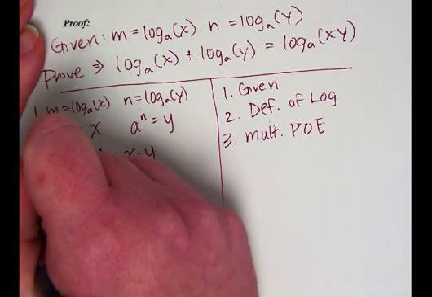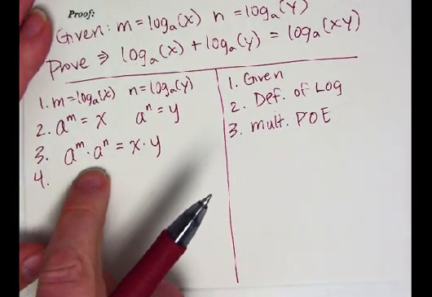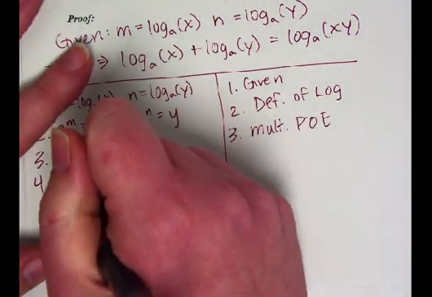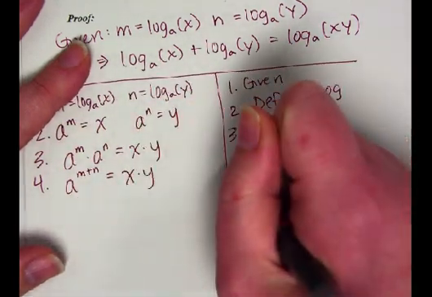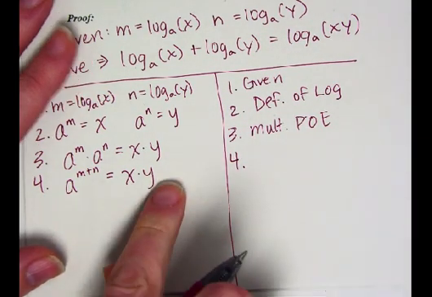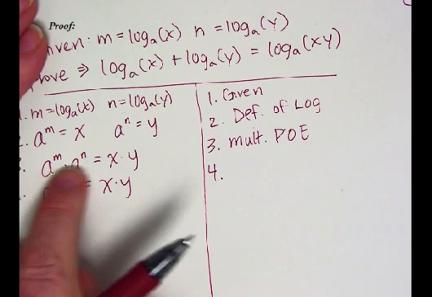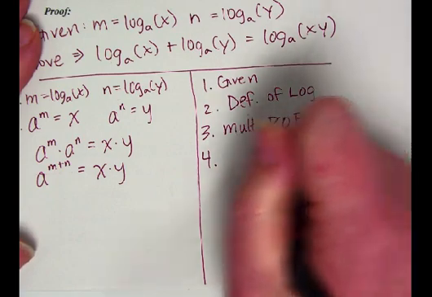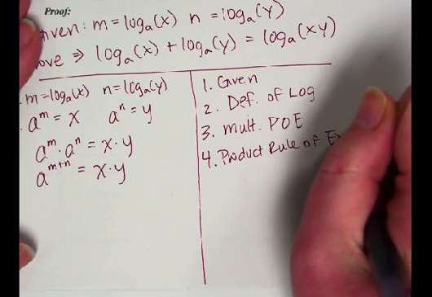Okay. Step 4 is, well, these two things have the same base, so we can add our exponents. So it's a to the m plus n is equal to x times y. And so that's where we're seeing the big connection with where this log property is coming from. Okay. It's when you have bases that are the same, you can add the exponents. Okay, so that is called the product rule of exponents.